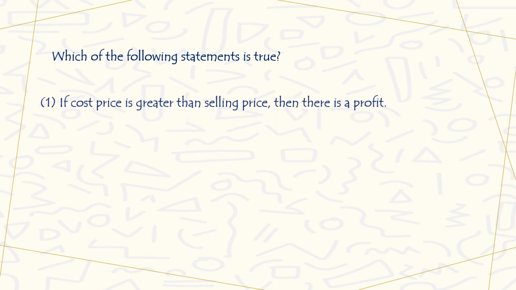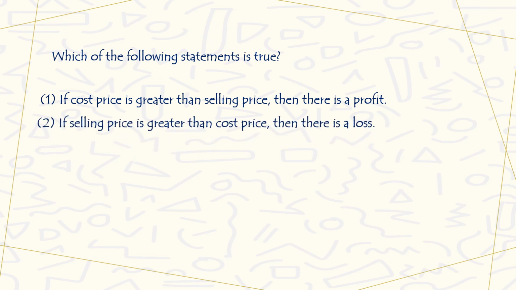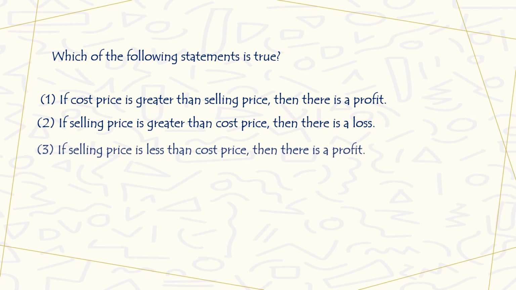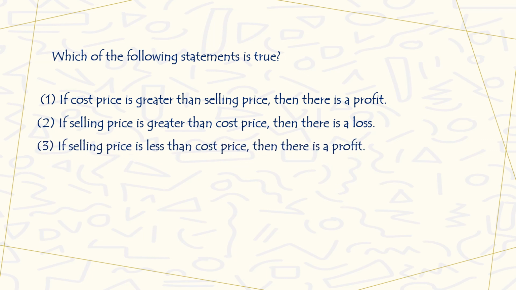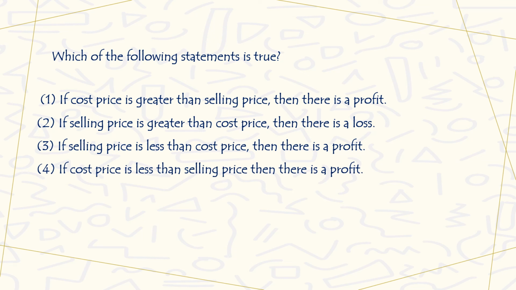Which of the following statements is true? If cost price is greater than selling price, then there is a profit. If selling price is greater than cost price, then there is a loss. Now, you have to remember the first slide that we talked about. If selling price is less than cost price, then there is a profit. Or if the cost price is less than the selling price, then there is a profit. So you have to understand profit and loss. We all know that selling price has to be more in order to have a profit.